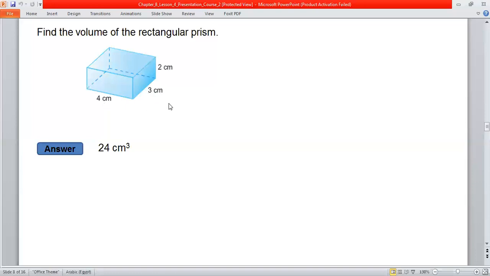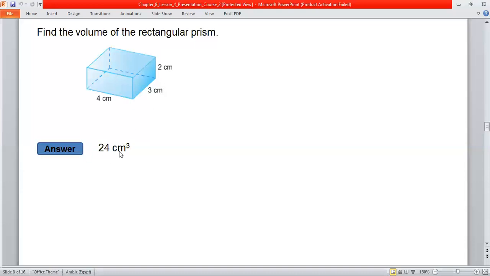Okay, so we'll multiply the three numbers together: 4 by 3 by 2. We multiply length by width by height. If I multiply the three numbers together, this one is called by what? 4 by 3 equals 12. 12 times 2 equals 24.